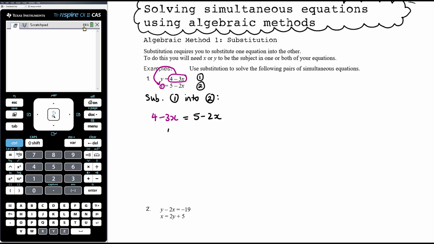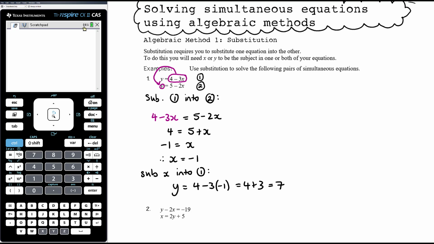So I'm going to add 3x to both sides. That gives me 5 plus x. And I'm going to take away 5 from both sides, which gives me negative 1 equals x. And so therefore x is negative 1. Then once we've got x, we can substitute it back into equation 1 or 2 to figure out what y is. I'm going to substitute x into equation 1. It doesn't matter which equation, you'll get the same answer in both. Equation 1 says y is 4 minus 3 times x. So that's minus 3 times negative 1, so that's 4 plus 3, which is 7.